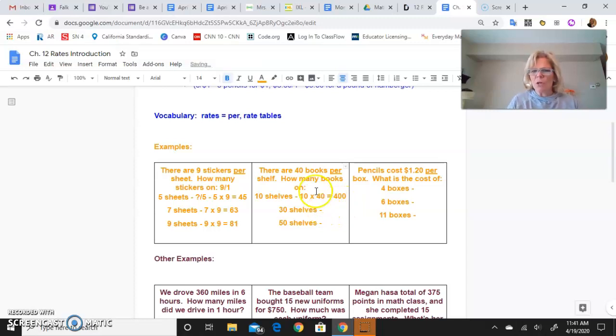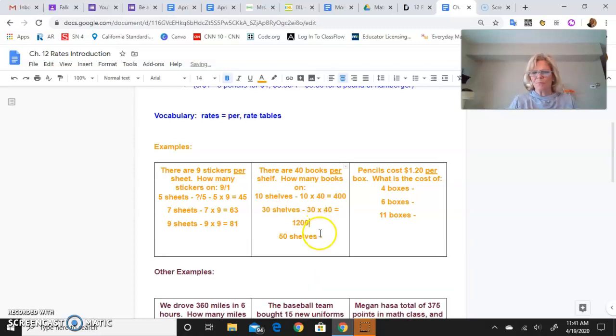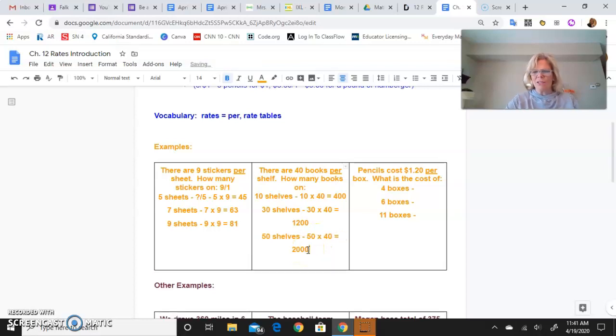Okay, I have 40 books per shelf, but I have 30 shelves. So I'm going to do 30 times 40 equals 3 times 4 is 12, and I have 2 zeros. Okay, I have 40 books per shelf, but I have 50 shelves. So I'm going to do 50 shelves times 40 books on a shelf, and I'm going to get 5 times 4 is 20, add 2 zeros.